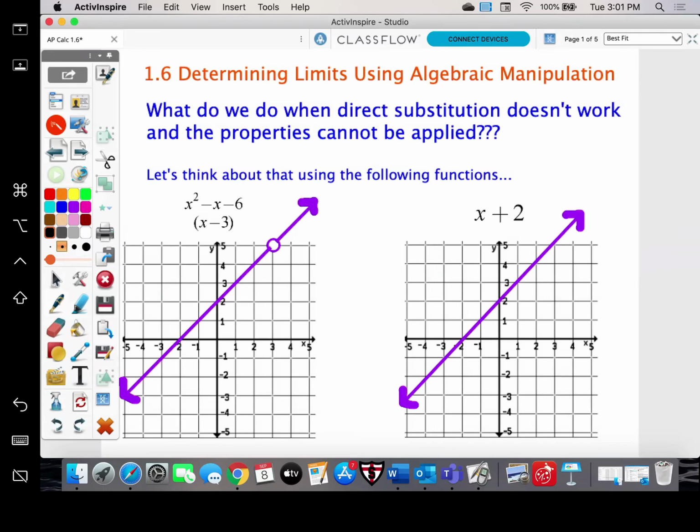All right, the last section we used some properties and other ways of finding limits. Direct substitution was huge. Obviously, we're going to try that first every single time. But sometimes direct substitution and those properties don't work.